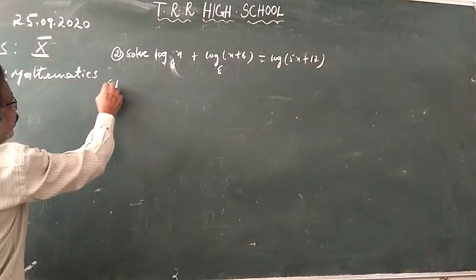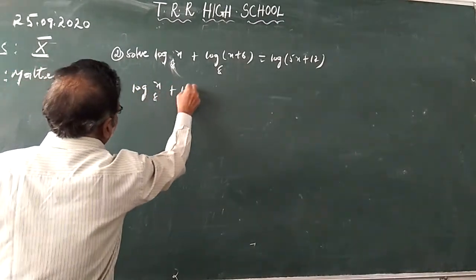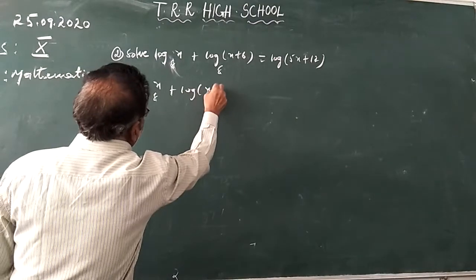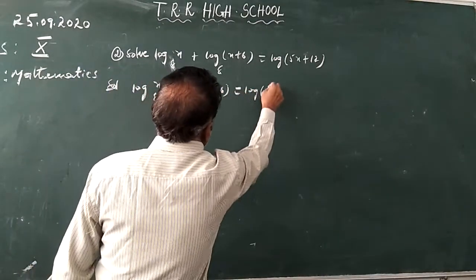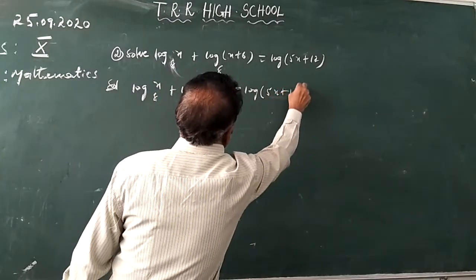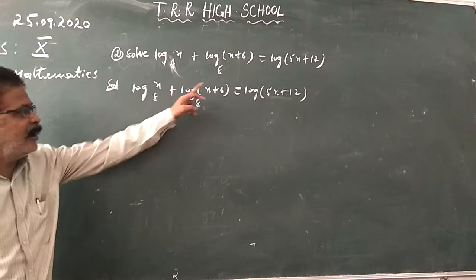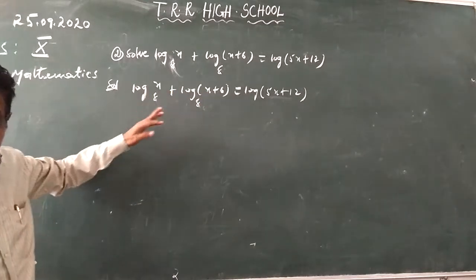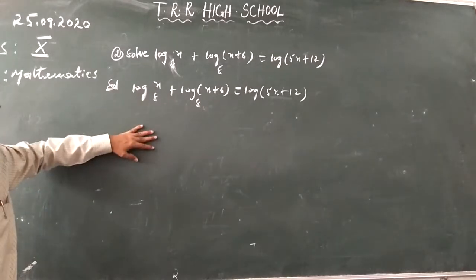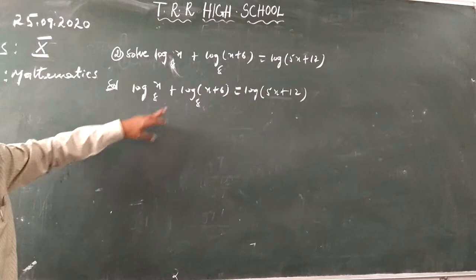So let us solve this. Log x base 8 plus log x plus 6 base 8 is equal to log 5x plus 12. This is given. This is of the form log x base a plus log y base a. The bases are same, base 8, base 8. This is of the form of the first law of the logarithm. The first law of logarithm is log x plus log y.